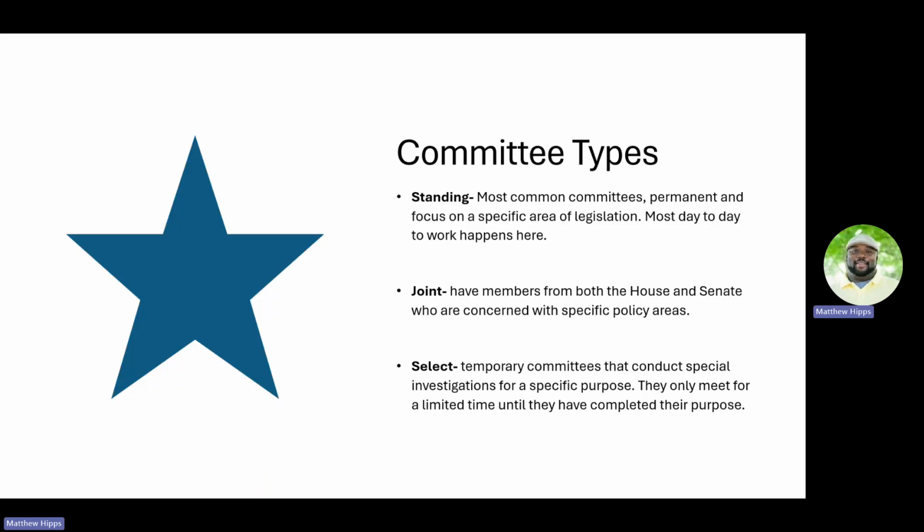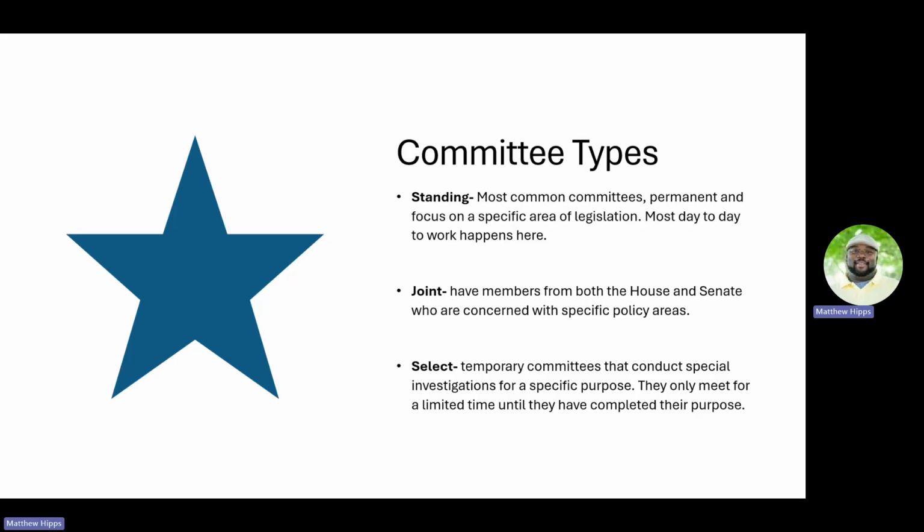There are three committee types that are really critical to understand: standing, joint, and select. The easiest way to think about it is that standing committees are permanent committees. They exist regardless of who has power in Congress or who the president is. Joint committees have members from both the House and the Senate, and they tend to be concerned with specific policy areas. Finally, select committees are temporary investigative committees. So their primary job is to investigate something, and then once they have written the report, they tend to disband.